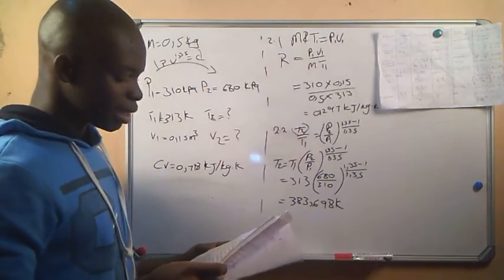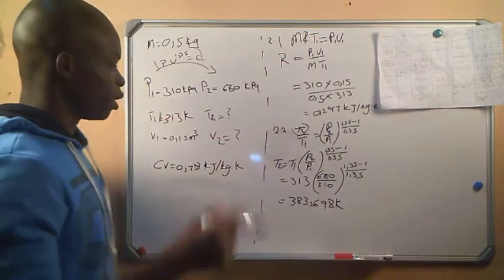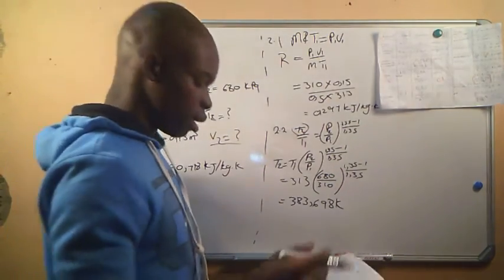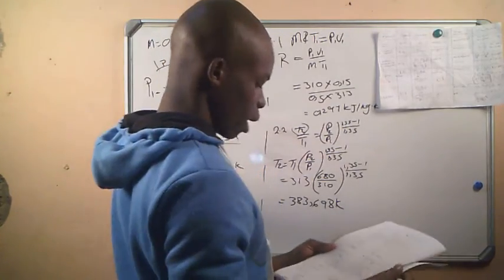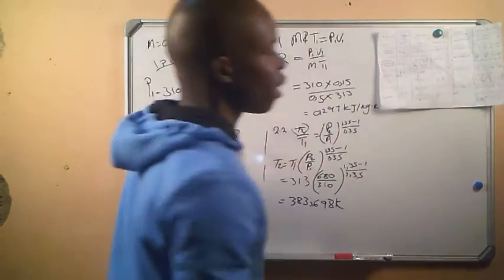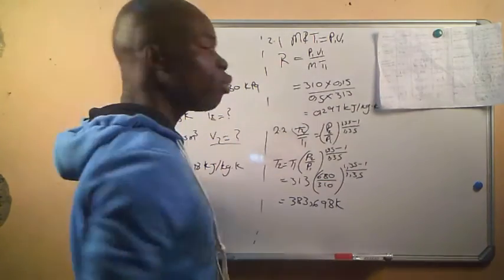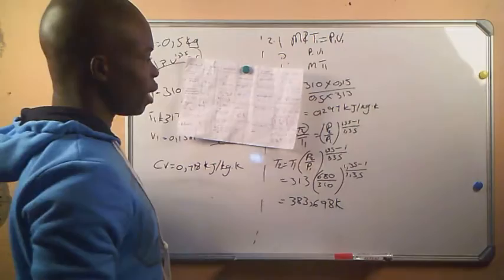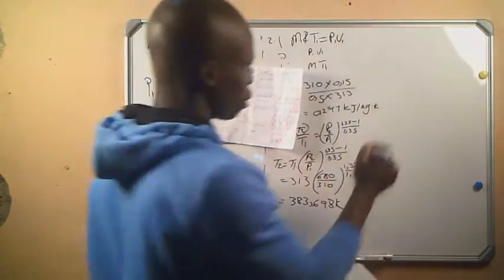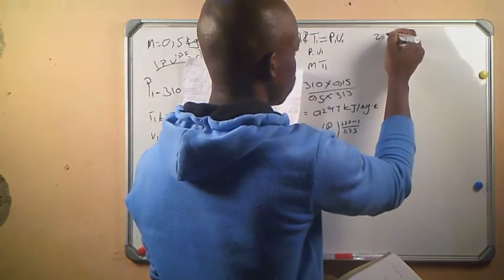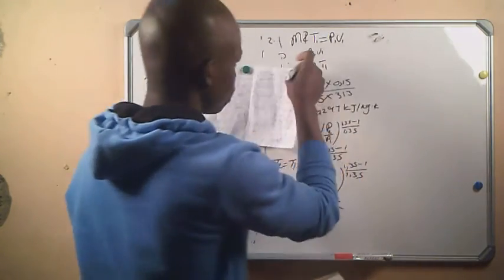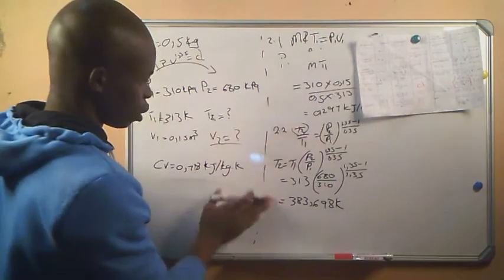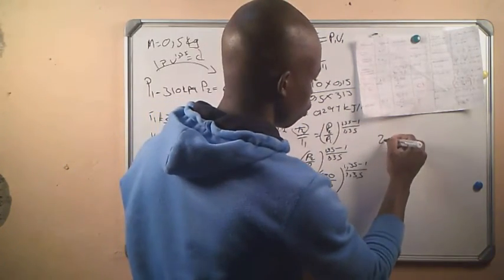They say calculate the final volume. So this is what they are looking for. They are looking for V2, that's our final volume. We go again to the table, and then we look for a formula that we can use. In this case, I have used this one. Okay, let me write it here. I'm wondering if you can see there or not. Okay, let's write it 2.3.